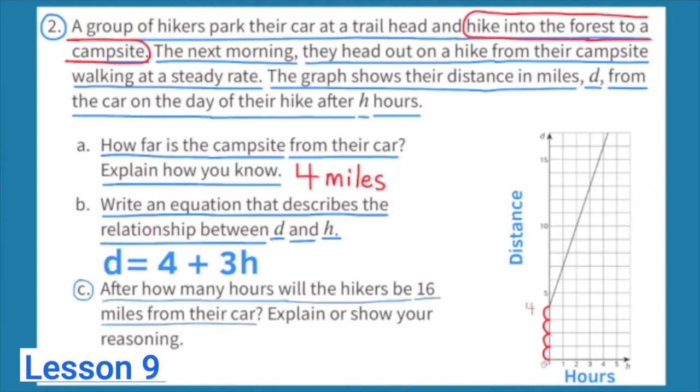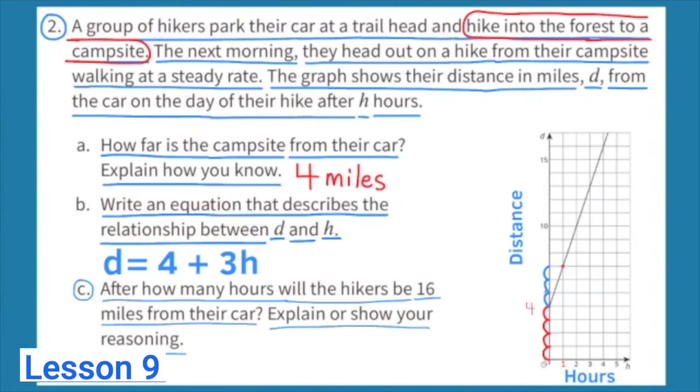C. After how many hours will the hikers be 16 miles from their car? Explain or show your reasoning. Count from the origin 4 miles to the campsite, and then continue counting vertically along the y-axis until you reach 16 miles. Since the slope is 3, every 3 miles after the y-intercept represents 1 hour's worth of hiking.